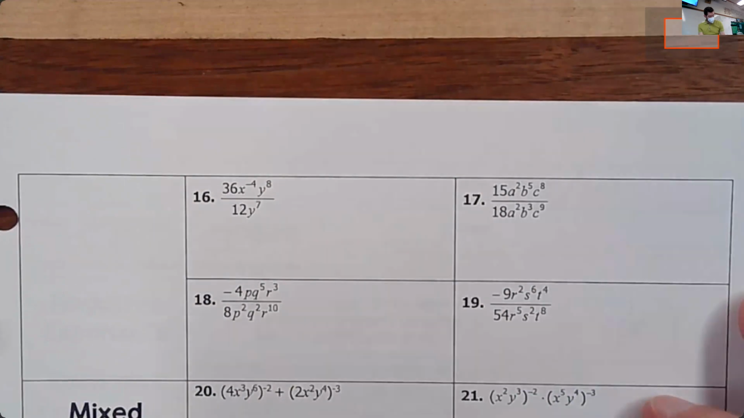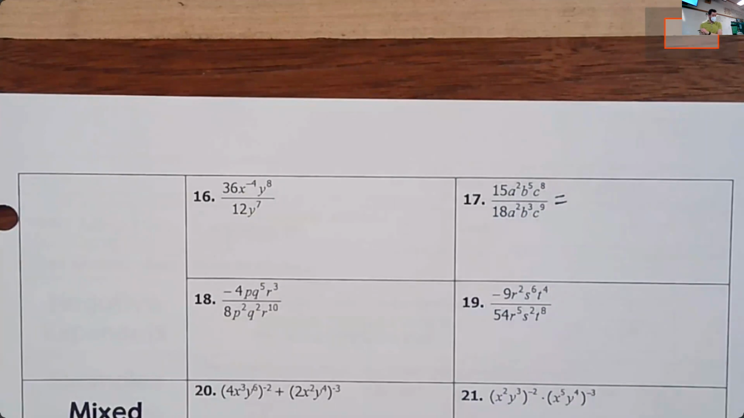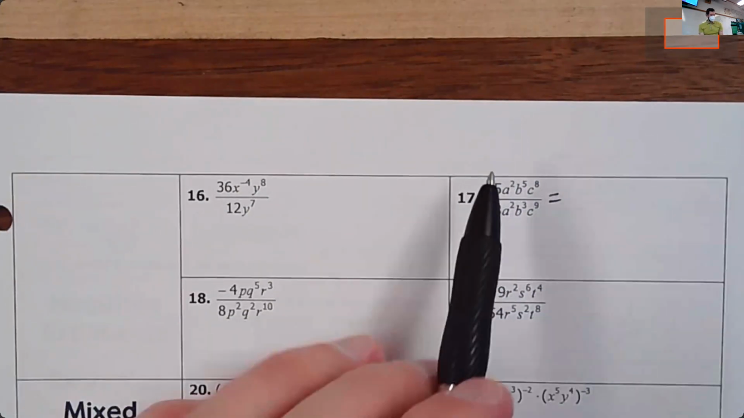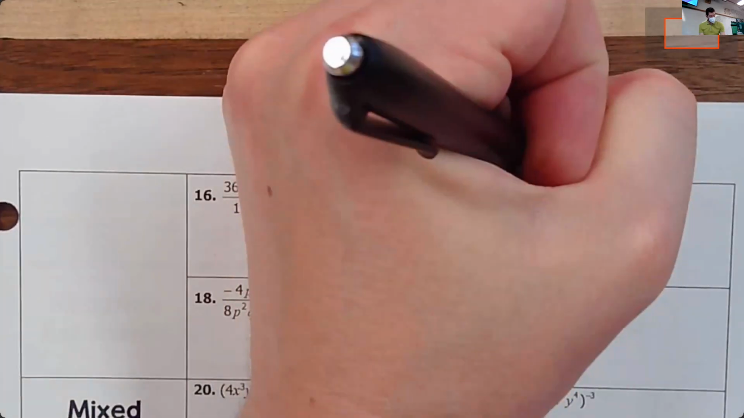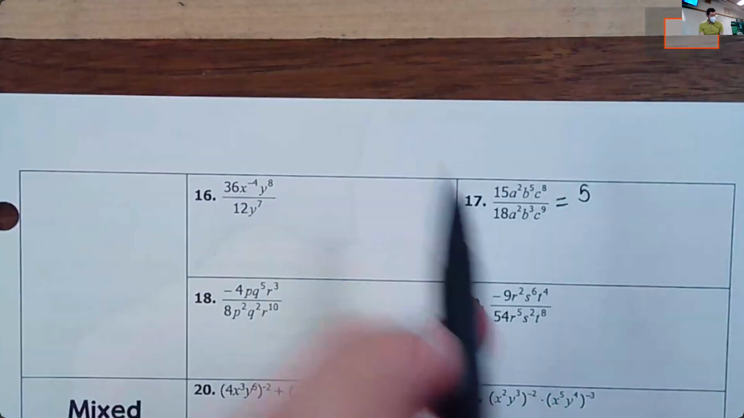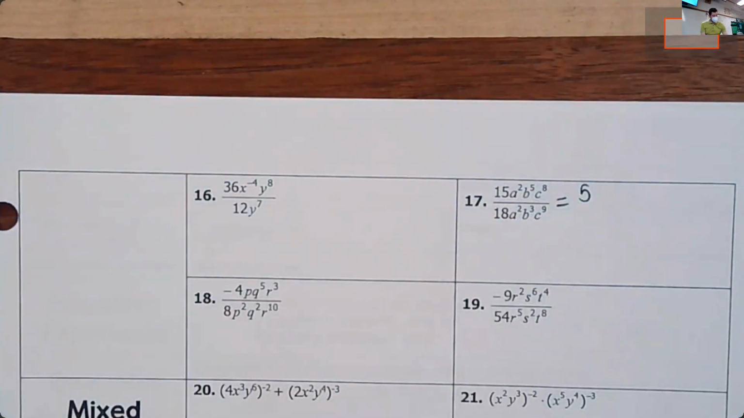So 17 says 15 over 18, which will reduce as a fraction, but we're not going to get a whole number because the numerator is smaller than the denominator. Those are each divisible by 3. 15 divided by 3 would be 5. 18 divided by 3 would be 6. So we're going to have 5. And then a to the 2nd divided by a to the 2nd, those will actually just cancel out altogether.